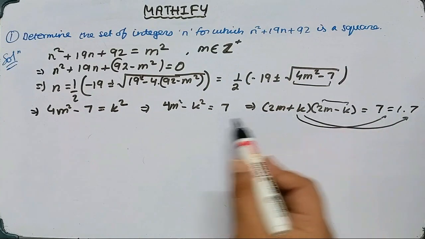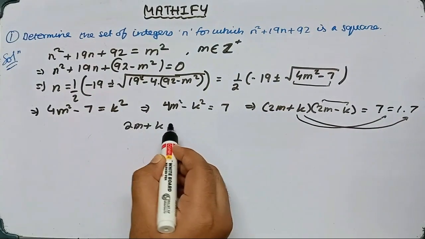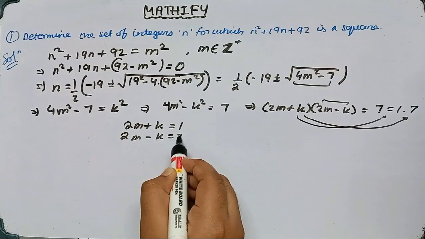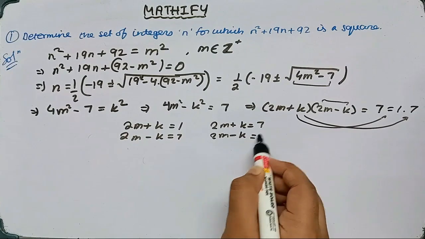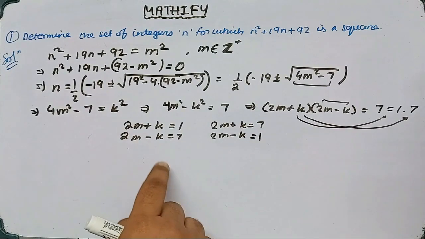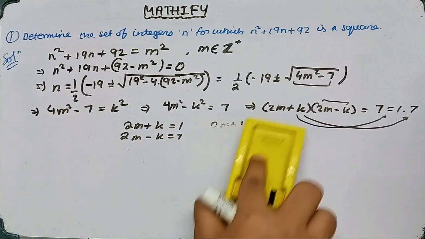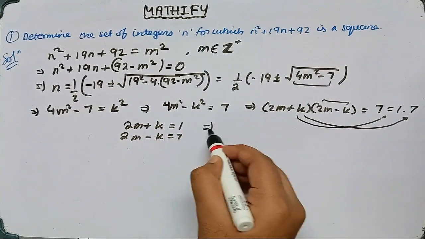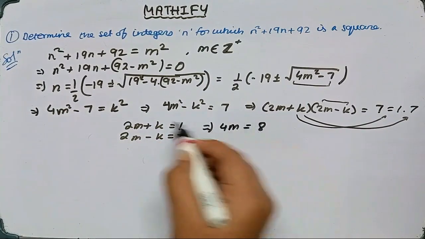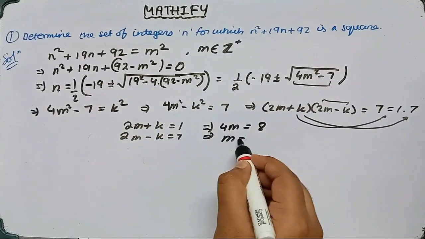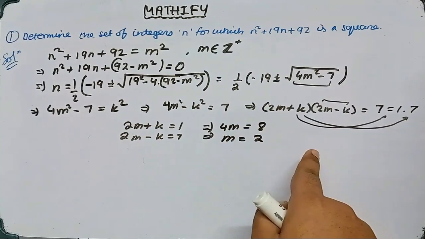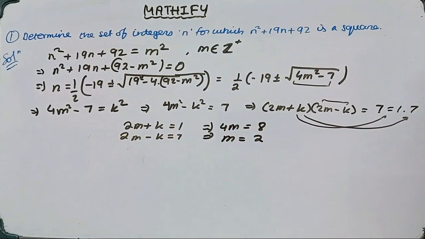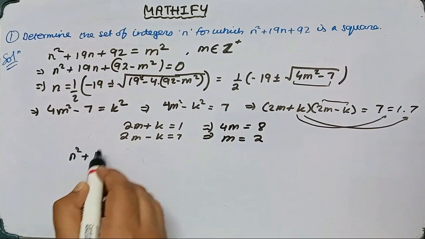So if I choose 2m plus k to be equal to 1, then 2m minus k should be 7. Or if I choose 2m plus k to be equal to 7, then 2m minus k should be equal to 1. Okay, so let me take the first case, just like that. So let me add the two expressions to get 4m is equal to 8. So k cancels out. So I get m is equal to 2. And you can check that even for the second pair of equations that we wrote, you will get the same answer.